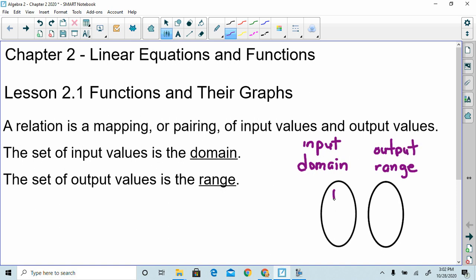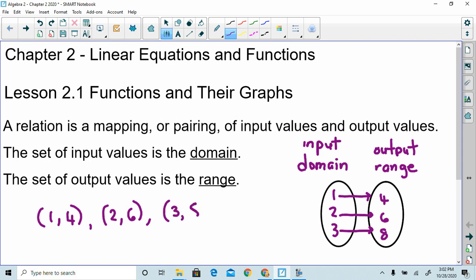I could have numbers like 1, 2, and 3, and we'll map it with, say, 4, 6, and 8. Well, the mapping says that we're going to pair 1 with 4, 2 with 6, and 3 with 8. Now, by doing that, I have created ordered pairs. So I could have 1 pairing with 4, 2 pairing with 6, and 3 pairing with 8. So I've now created 2 ways to represent this relation, 1 in mapping and 2 with ordered pairs. What can I do with this information? I could graph them, but we're not up to that quite yet.